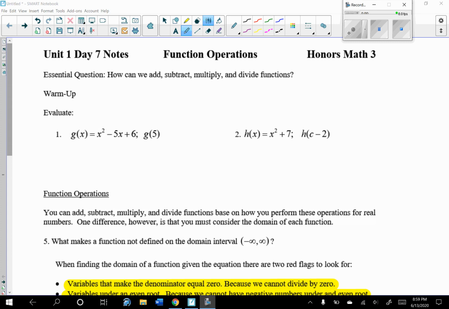Function operations. So we're going to look at adding, subtracting, multiplying, dividing functions. For question number 1, this is just a warm-up, 1 and 2 right here.